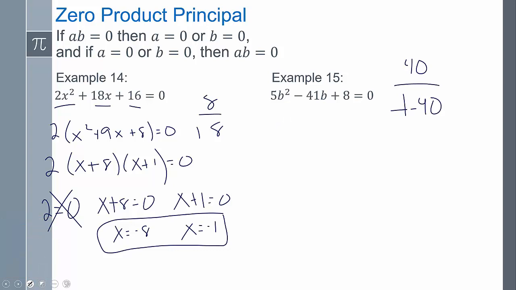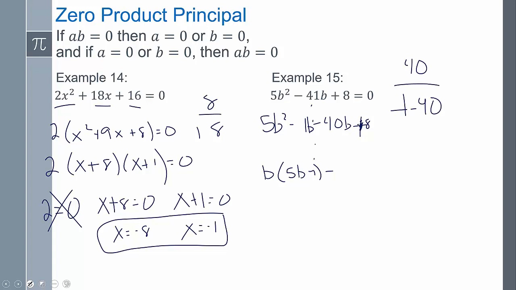What is going on with my pen? It's kind of going all over the place there. But so we get 5b squared minus 1b minus 40b plus 8. So factor by grouping. There's a b in common. Factor by grouping. There's a minus. And it looks like this is supposed to be an 8. Oh, that's a plus. Yeah, my pen is whacking out right now.